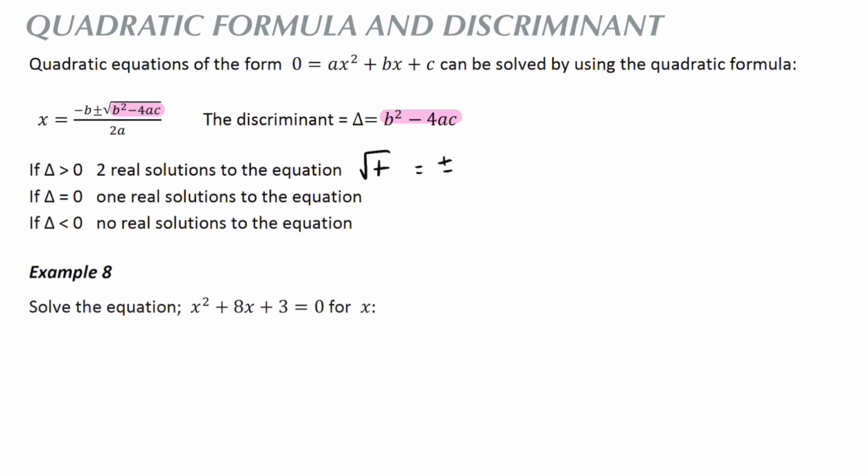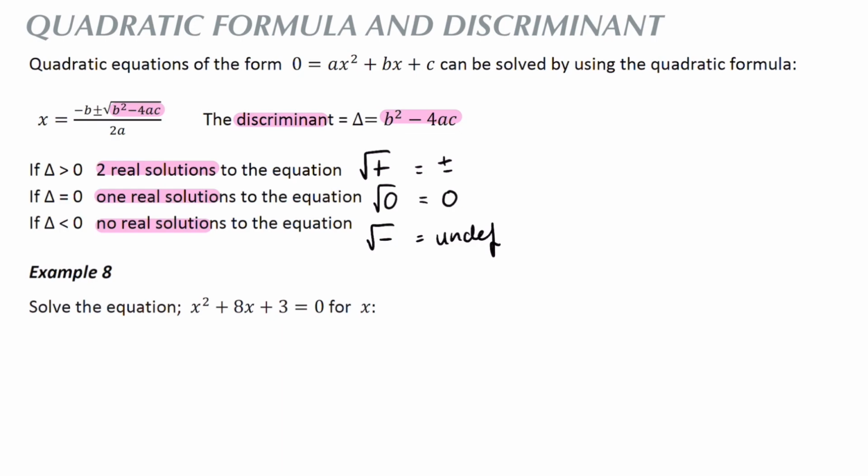Now, if it is 0 though, well the square root of 0 is just 0. There's only one solution. There's no such thing as a plus minus. And finally, if it's the square root of a negative number, well, we know that you can't take the square root of a negative number. So it's undefined, which is why we end up with no solution. So you really need to connect this term, the discriminant, to two solutions, one solution, and no solution. It's really important that those are associated with each other.